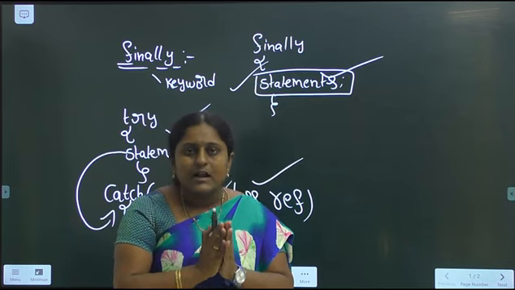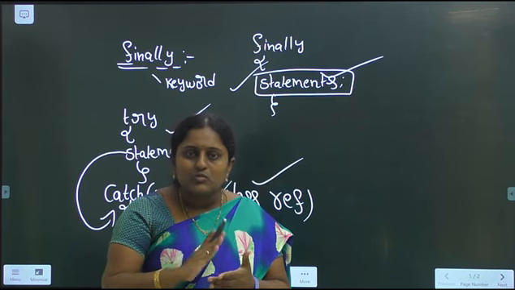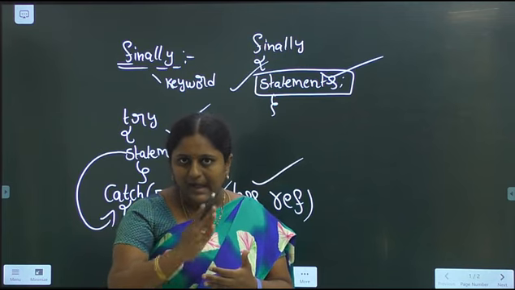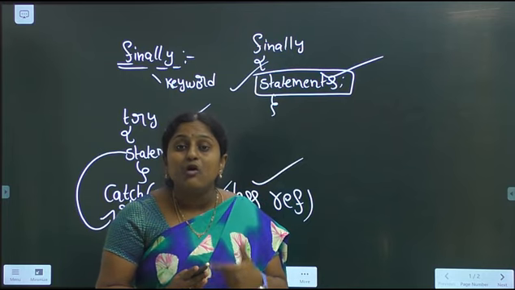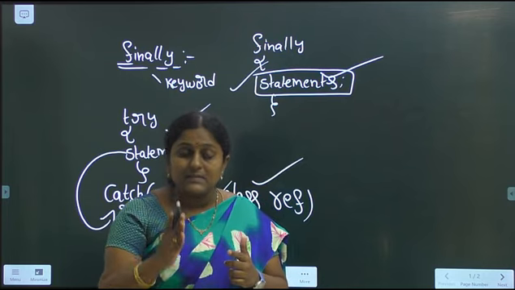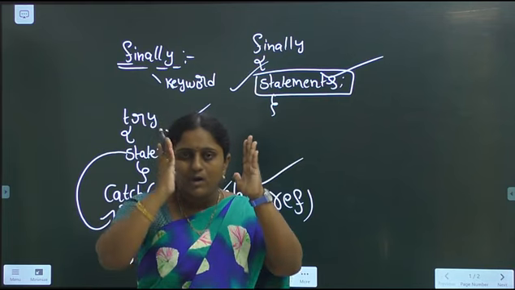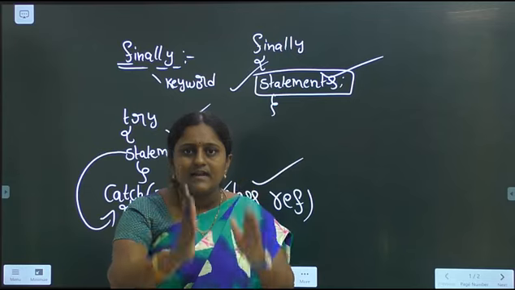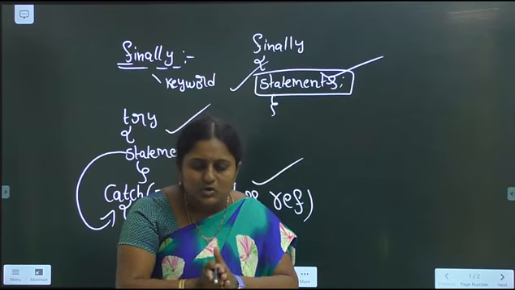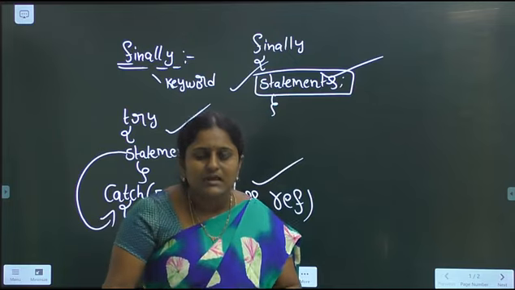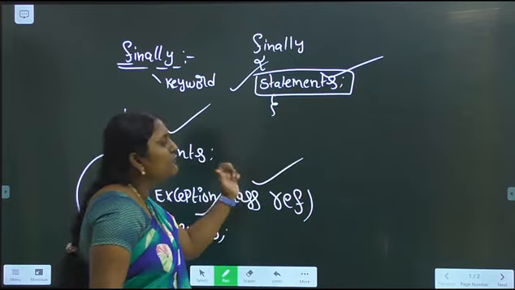So the try block is executed if an exception did not occur. The catch block is executed if an exception occurred. But the finally block is always executed irrespective of the exception. Whether or not an exception occurs in the try block, the finally block is always executed. Whatever statements we have written inside the finally block will be executed. So that is the importance of the finally block.